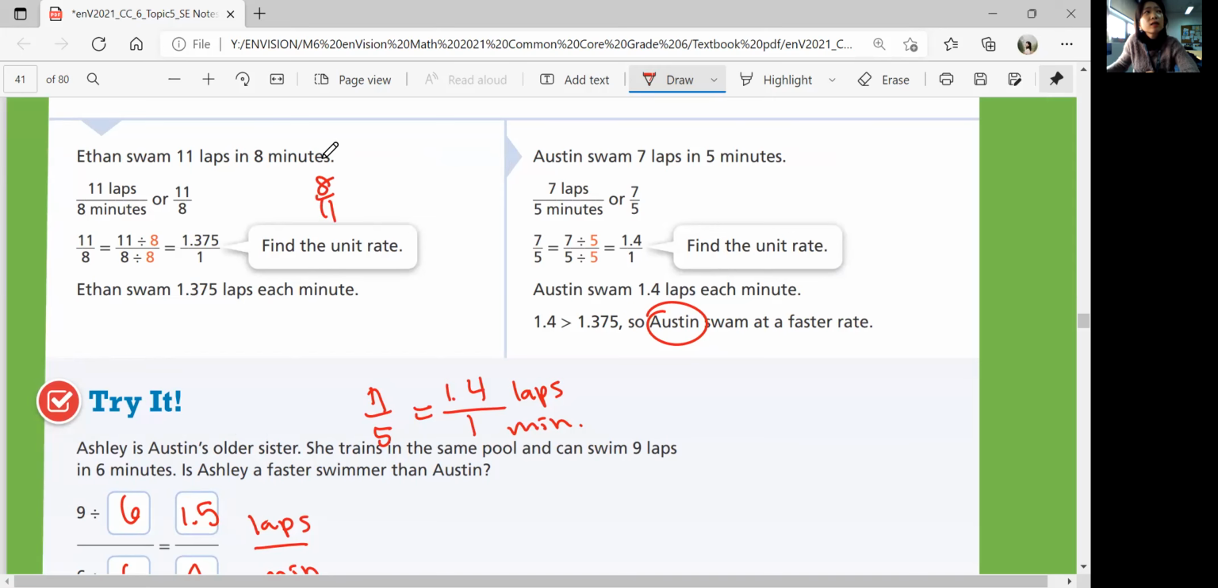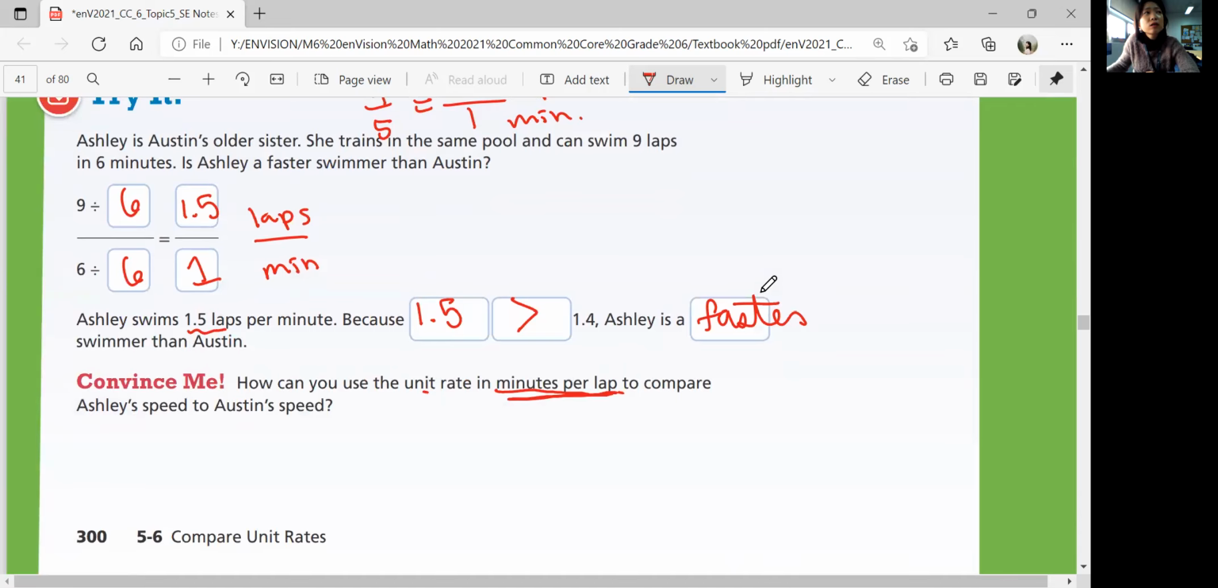That's Ethan, sorry. 5 over 7 is Austin, okay? So Austin will be 5 over 7, 5 minutes per 7 laps. And if you change that to a unit rate, you need 1 lap, right? So that's going to be about 0.71 minute per lap.